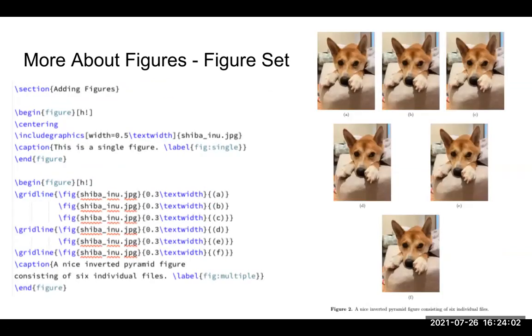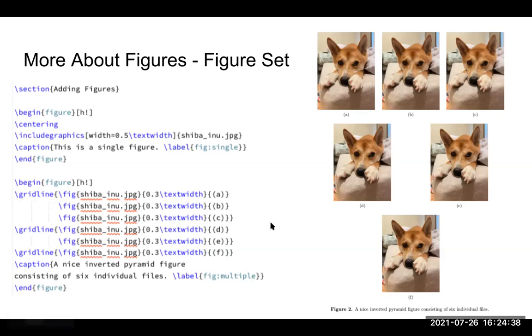If you want to add a figure set, this is the example code in the WSTeX template. You can try adding more figures, just ignore this section, but the structure is the same: you begin with a figure and end with a figure. Typically I use centering, but you don't have to, it's your personal choice. That's a single figure, but it's the same structure if you want to include more.